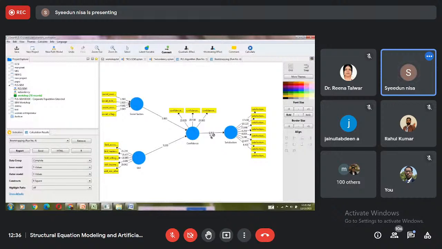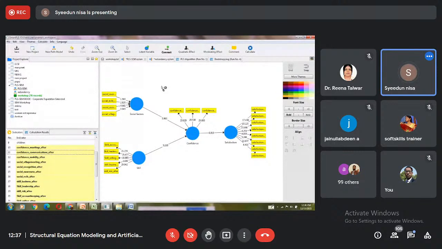Okay, contributing to building factors, like building confidence among rural women in Lucknow, and this as a mediator, and satisfaction and social. Okay, so this is how we do reflective analysis.